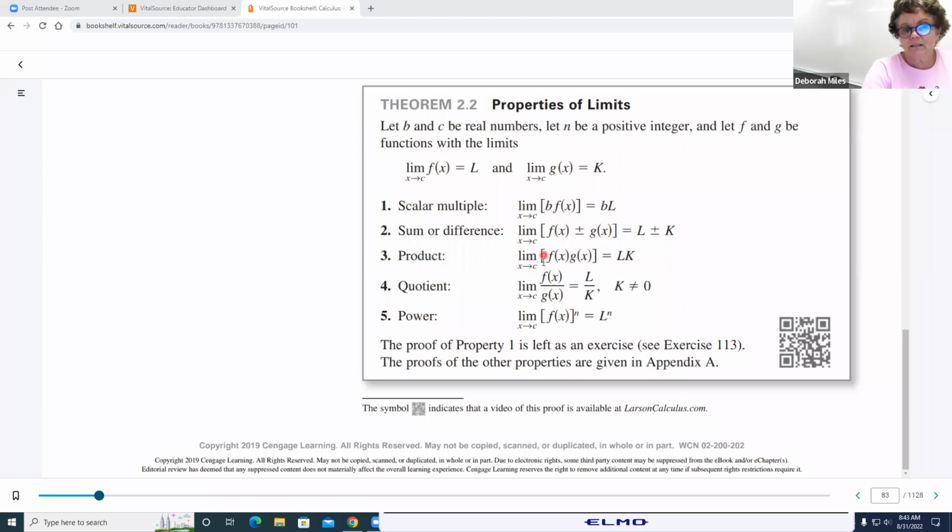Number 3 says the limit of a product is just the product of each limit. You can take limits of factors by just multiplying the two limits. Same thing for quotients. The limit as x approaches c of a quotient is just the quotient of the limits. All of these are really just saying you can use direct substitution as long as what you're substituting doesn't make the expression undefined. That's all it's saying.